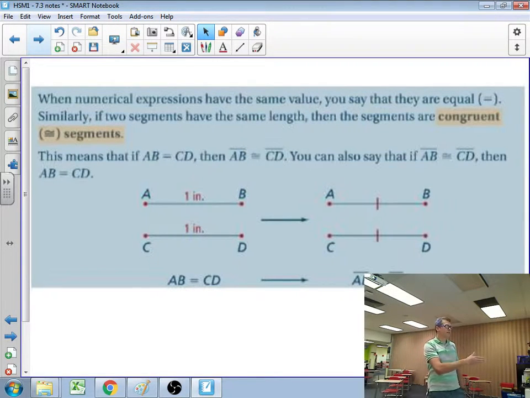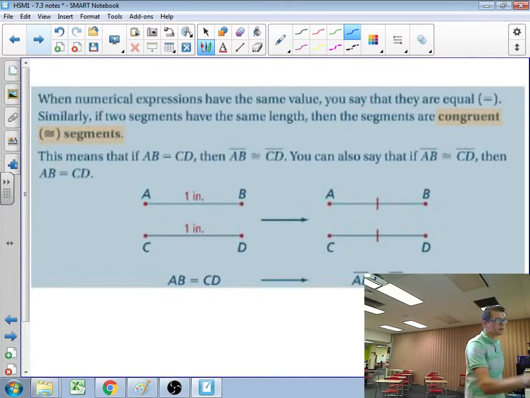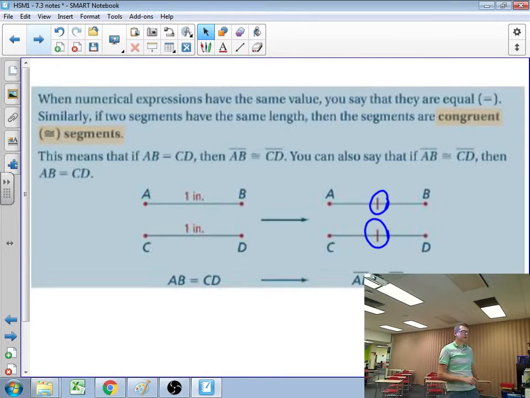So AB is congruent to CD. Therefore, I can notate that with these little tick marks. Some people call them hash marks. That tells me that they are congruent to each other.